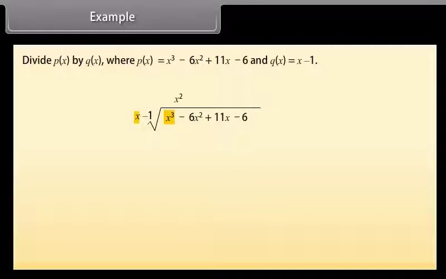of the division bar. Next, you multiply the term that you wrote at the top by the entire divisor. In this case, you multiply x square by x minus 1 to get x cubed minus x square, which you then subtract from the polynomial under the division bar. By subtracting, you get rid of the term with the largest exponent to reduce the size of the polynomial, which is a remainder. Now we have a new polynomial for which we repeat the second step.